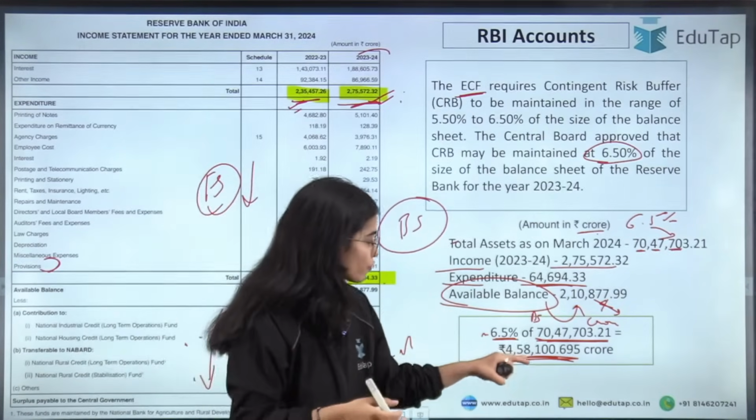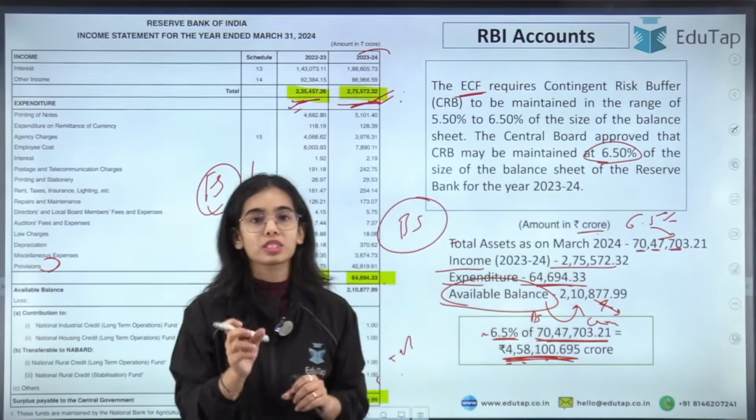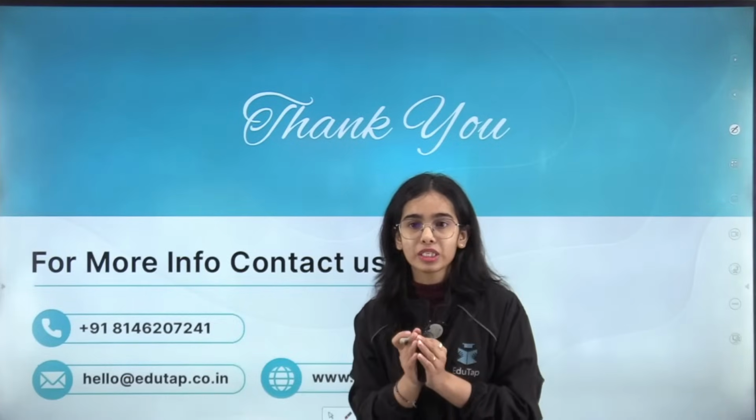This much contingent risk buffer the RBI is maintaining for 2023-24, that is 4,58,100.695 crores. So this is the total amount of the contingent risk buffer. I hope this is clear. Any confusion till here?